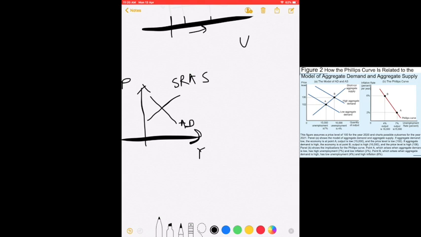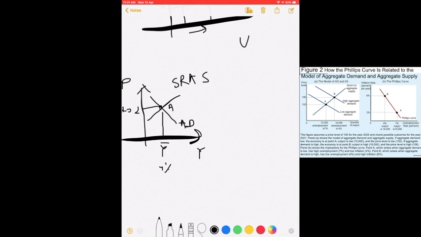The economy is at equilibrium at point A over here, and at point A the GDP is y bar, and let's say the unemployment rate at y bar is 4%, and the price levels are, let's say, 102.